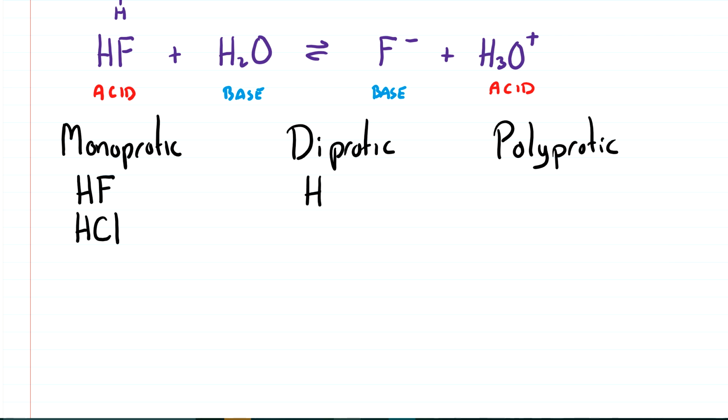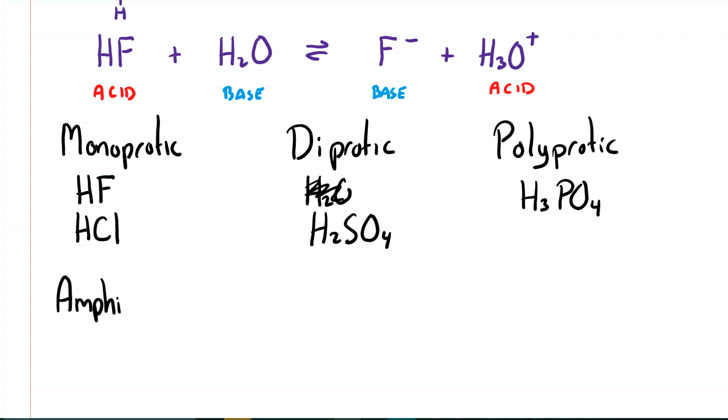A diprotic acid would be something like H2SO4. And you can think of polyprotic as more than one proton, maybe something like phosphoric acid. That would definitely be a polyprotic acid. And we saw that depending on the acid, you can give up more than one H and get maybe more waters forming in that process. Another term we use in this chapter is the word amphiprotic.